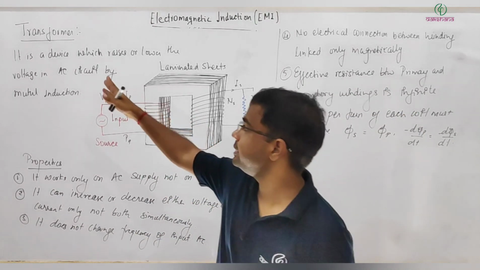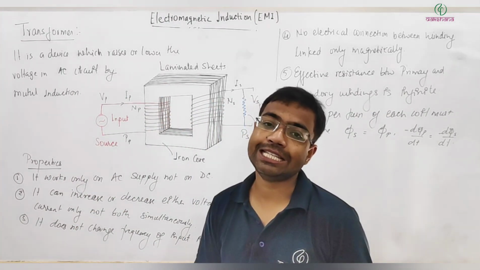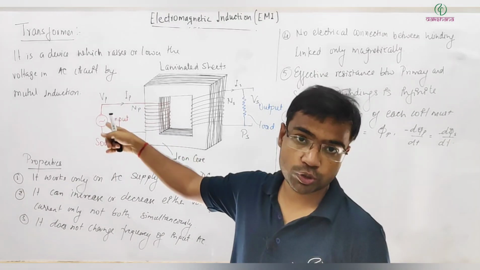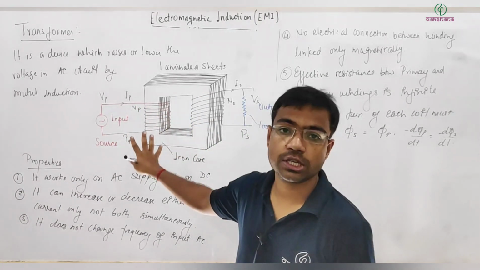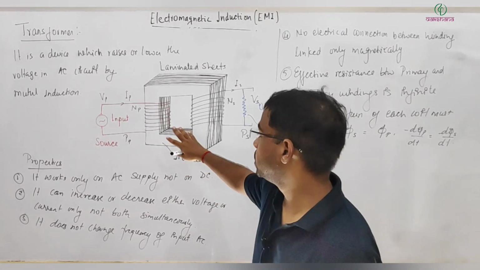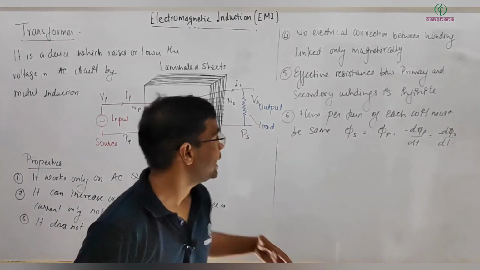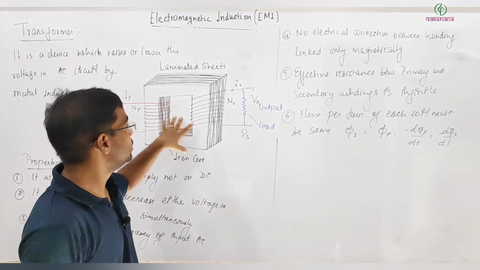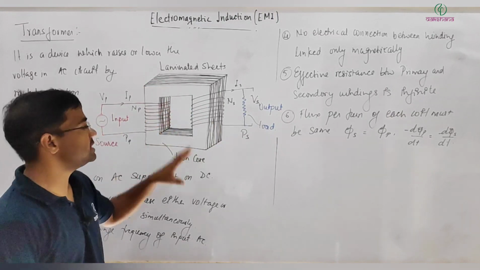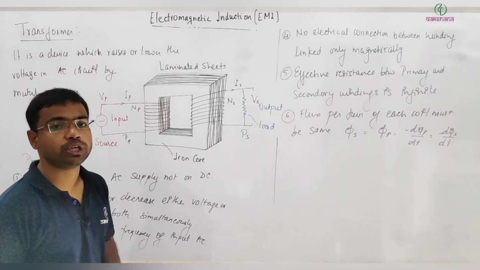So a transformer, we define it as a device which raises or lowers the voltage in an AC circuit by mutual inductance. I hope you understand. And this is the construction of this transformer. Here, different terms are there that I am writing. How exactly this works should be clear to you. This device, we call it a transformer. It works based on mutual inductance.